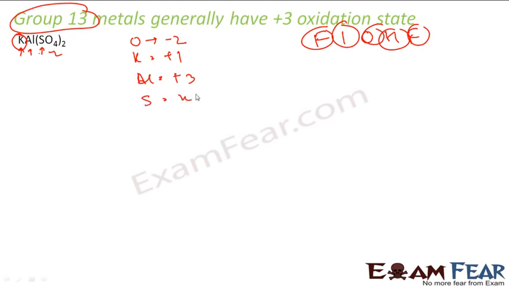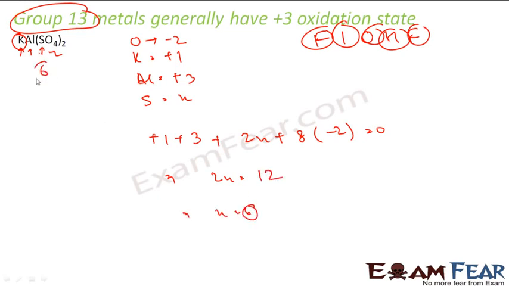And sulfur I can assume as X. So if you solve this, you get K is +1, plus aluminum is +3, plus S is 2X, oxygen is 4 into 2 into -2, total is 0. If you solve this, you get 2X is equal to 16 minus 4, that is 12. X comes out to be 6. So this guy is 6.